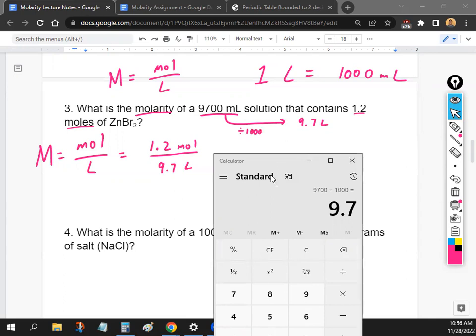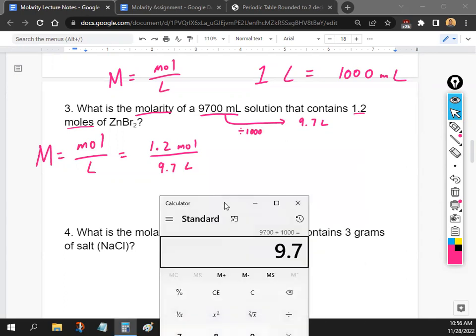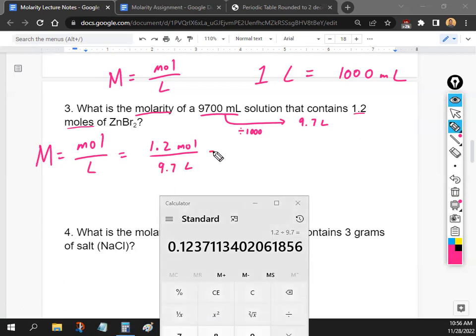Okay. Any questions about that, converting milliliters to liters? Just make sure if you see mL, just change it to L. Just divide it by 1,000, okay? Okay, so from there, we can do 1.2 divided by 9.7. It's the exact same thing as before, and we get our final answer. And then I'm going to write down 0.12. If you write 0.123, 0.124, that's totally fine. Anything around there is fine. And that's going to be molarity of ZnBr2. Okay?